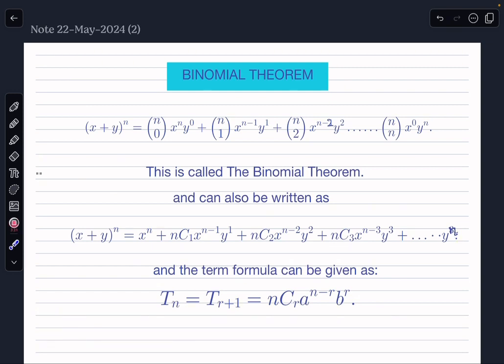So this is the binomial theorem, and the term formula for this binomial theorem can be given as Tr plus 1, which equals nCr a to the power n minus r, where a is the first term here, and b to the power r, where b is the second term over here. So we will be doing some more examples to understand the topic clearly.